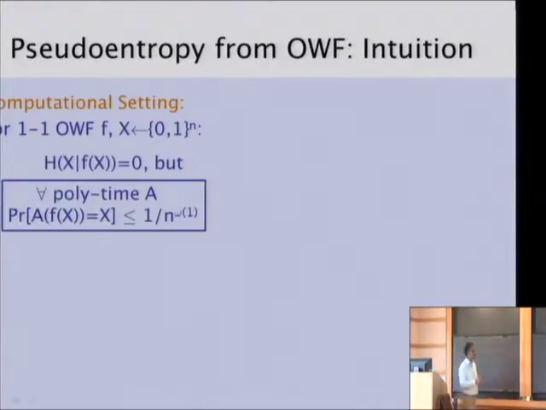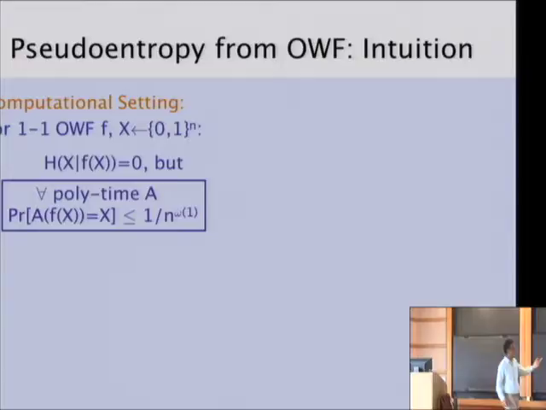Okay, so for intuition, let's focus for now on the case that the function is one-to-one. Okay? And consider an input to the function chosen uniformly at random. Then if we look at the entropy of x given f of x, that's 0, because f is one-to-one, so x is determined by f of x. On the other hand, one-wayness tells us that given f of x, it's hard to predict x. No polynomial time algorithm can do it except with negligible probability.